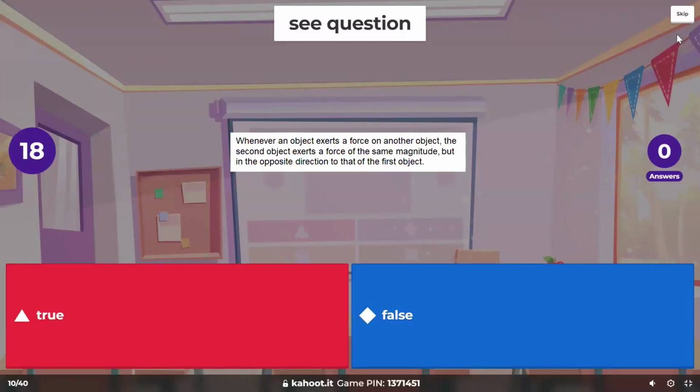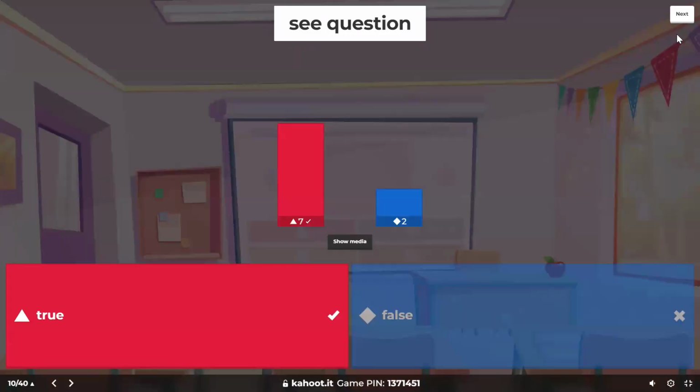Whenever an object exerts a force on another object, the second object exerts a force, same magnitude, opposite direction, back on the first object. That's just Newton's third law stated. So Newton's third law is true.